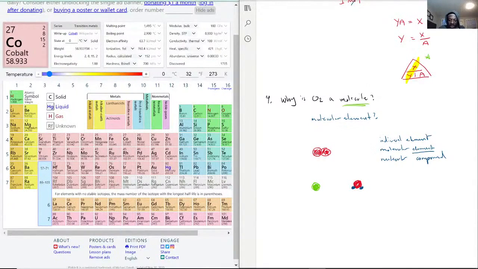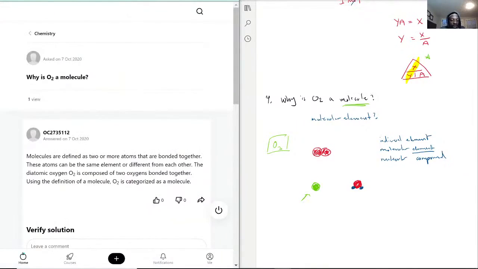So even if you saw something like O3, which is usually in the ozone, this is still going to be a molecule, because even though it has three oxygens, it's still more than one atom. The things that don't count as molecules are the ones that just go on by themselves. So things like neon, sodium, potassium are by themselves, and those do not count as molecules. So this is why O2 is a molecule.